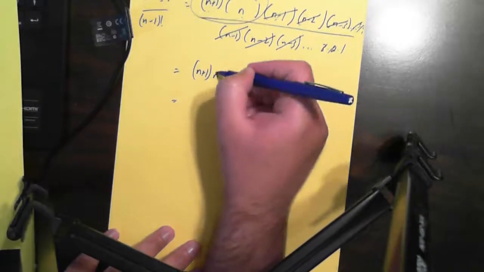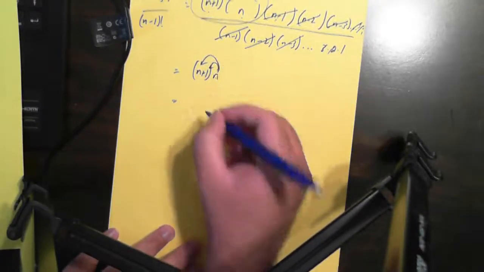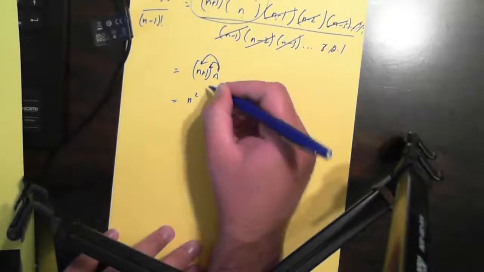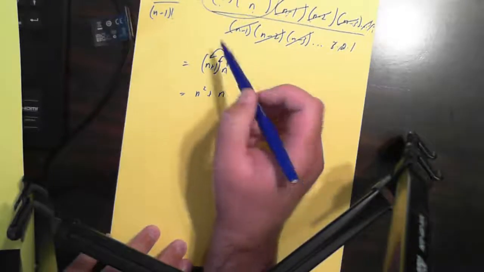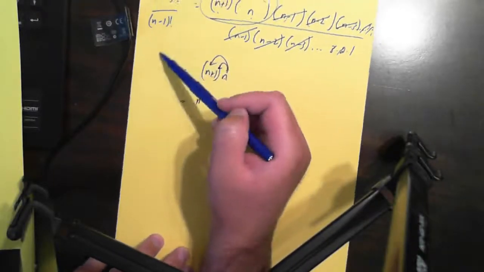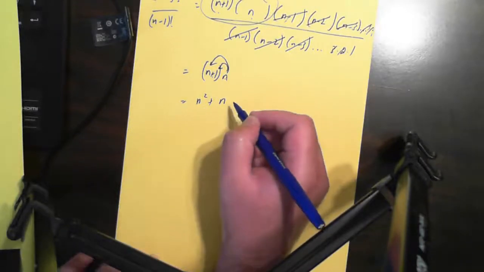Then, just to simplify it, I would multiply that out using the distributive property. So n times n gives me n squared, plus n times 1, which is n. So I can say that n plus 1 factorial over n minus 1 factorial simplifies to n squared plus n.